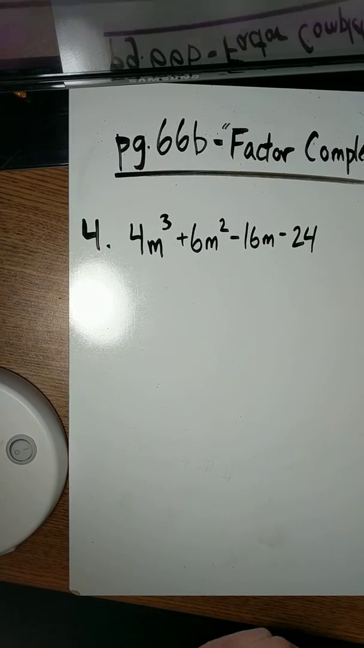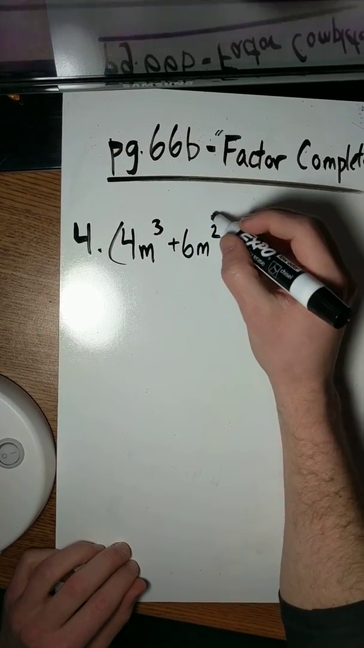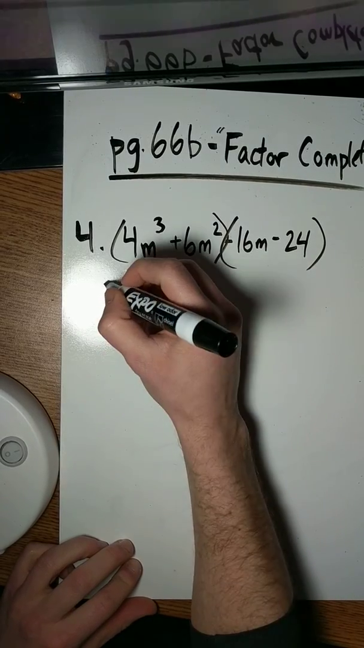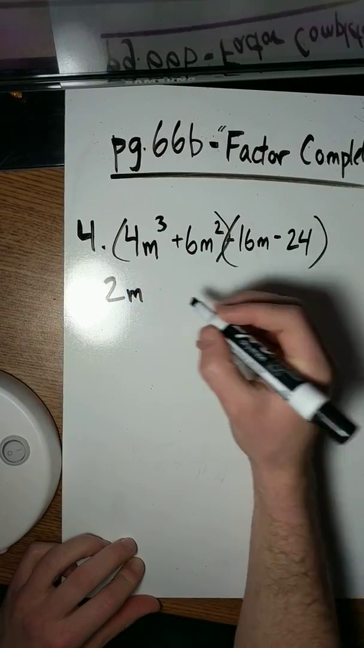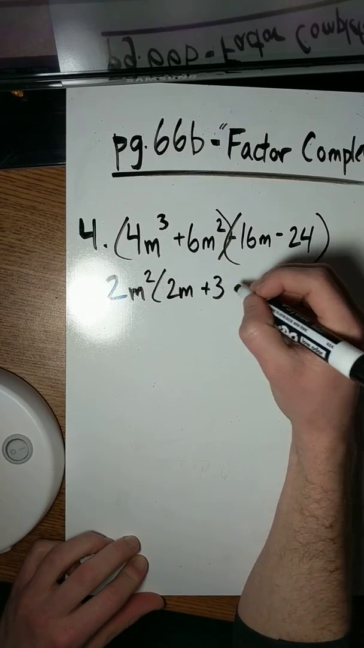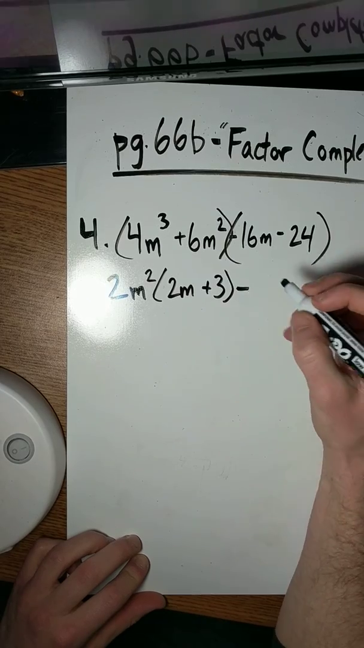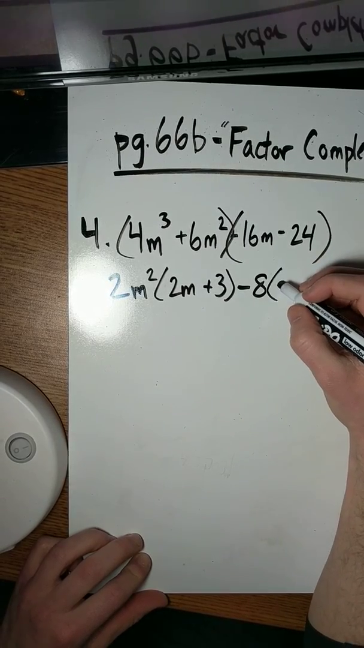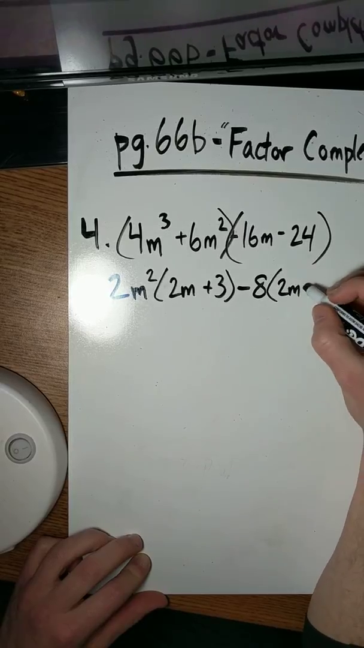So here we go. I'm going to go ahead and factor this by grouping. Make sure to get that negative sign in with this one. So we have 2m squared, and you're left with 2m plus 3. Here you take out a negative 8, and you're left with 2m plus 3.